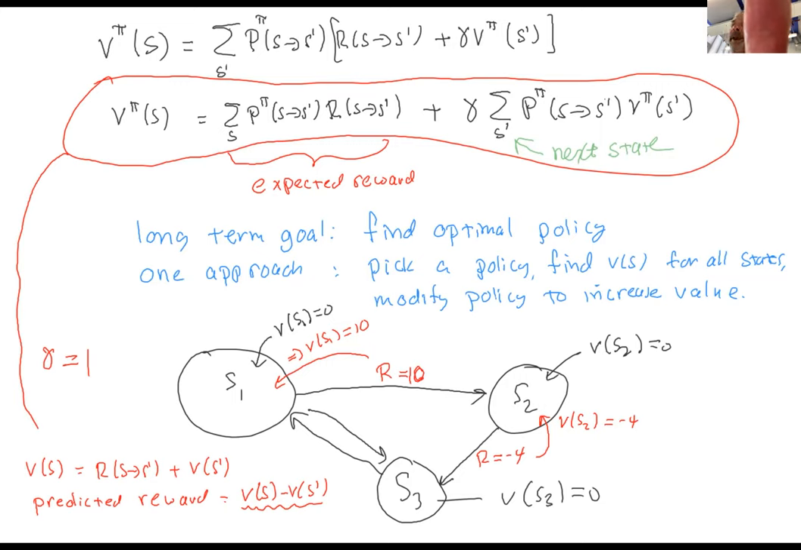Okay. Let's see. Oh, sorry, the P. Sorry, I should have said this. So P, this quantity here, is a probability of going from S to S prime.